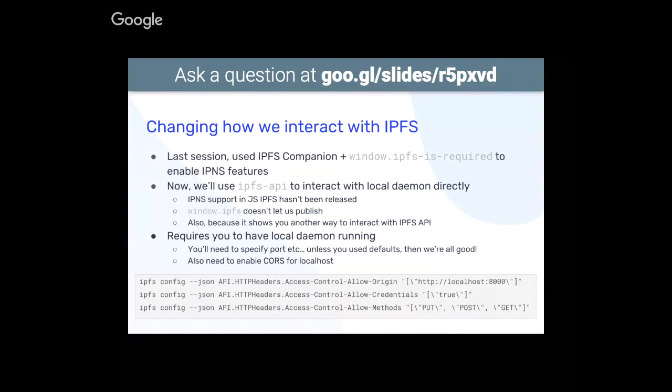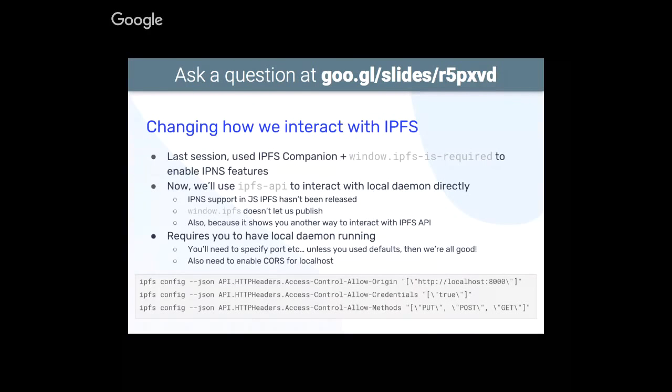Also, this just shows you another way to interact with an IPFS API, and so it's a good thing to have in your toolkit in the first place. So there are a couple requirements to get this working. First, you have to have your local daemon running, and we did that for the last session, so that's not all that different. The second is you'll need to be able to specify the port, etc., that your daemon is running on. And if you use the default, then you don't need to worry about that because the IPFS API package just uses smart defaults, and you're all good.